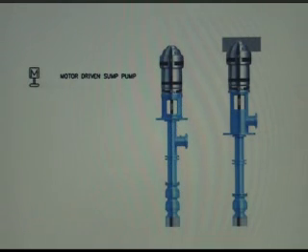Motor-driven sump pumps. There's a flange. It sits on top of a platform, extends down into the liquid pumpage. You can either have the discharge below your platform or above your platform, depending on how you want your piping to be routed.